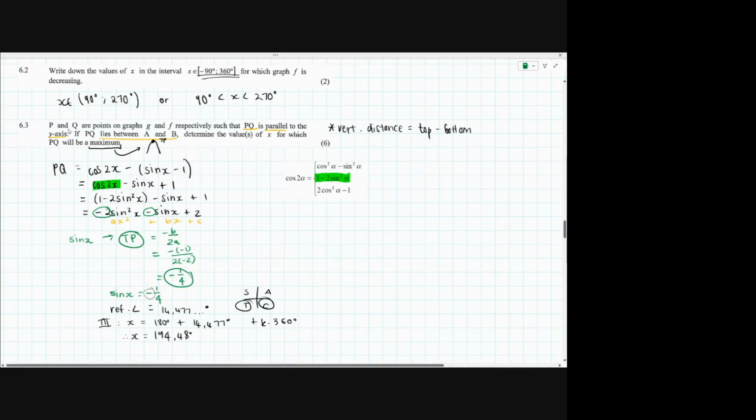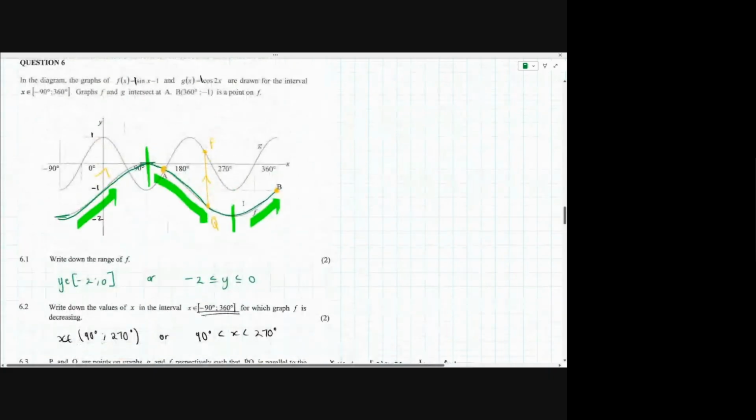Okay, we'll check our solutions now in a second. In quadrant 4, our solution would be 360 minus 14,477, etc. Again, you could add the plus k times 360, but because we have a restricted domain, we don't need to. And so we get that x is equal to 345,52.